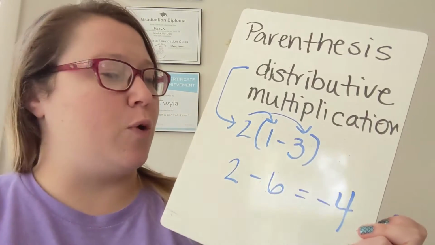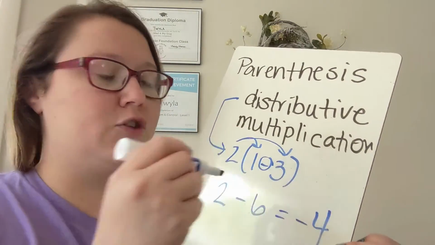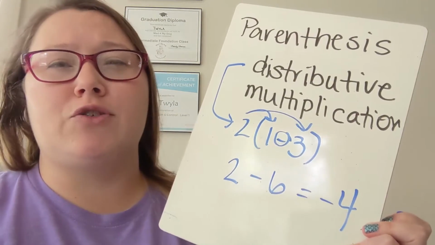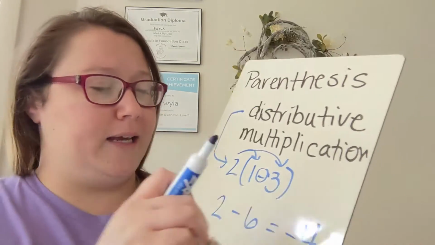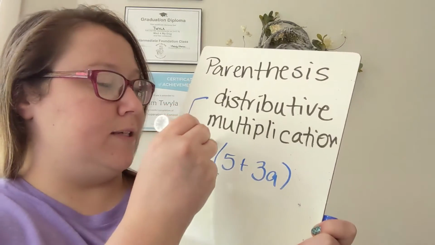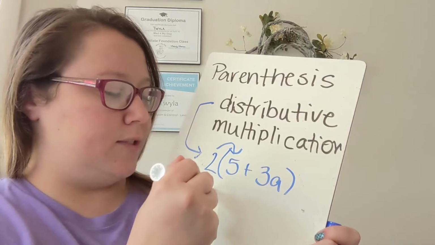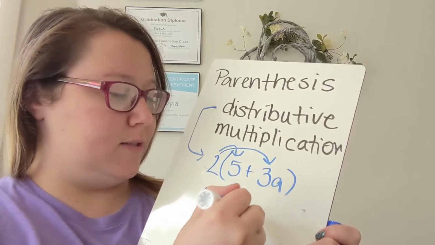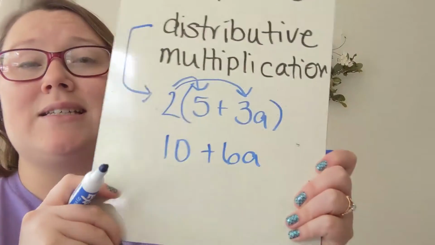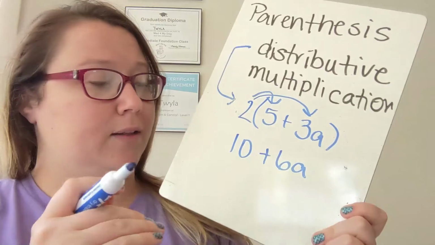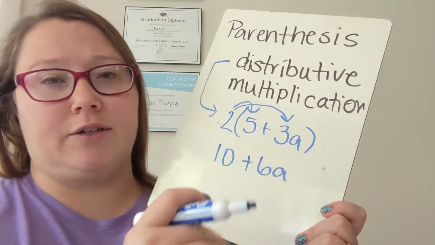Just so you know, distributive property is only going to work when we have this addition or subtraction sign here in the parentheses. Let's go through what distributive property might look like in the case of a variable in the problem. Same exact process here. I'm going to do the 2 times the 5, which is 10, and the 2 times the 3a, which is just 6a. And this is as small as I can make this expression right here. I can't bring it down any lower because I can't add these non-like terms.